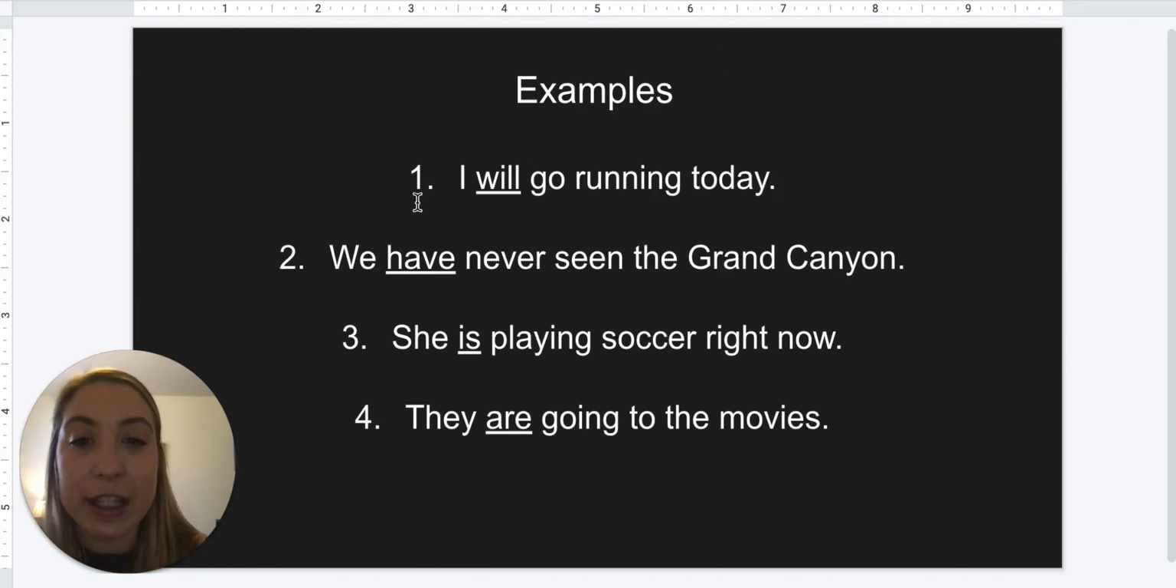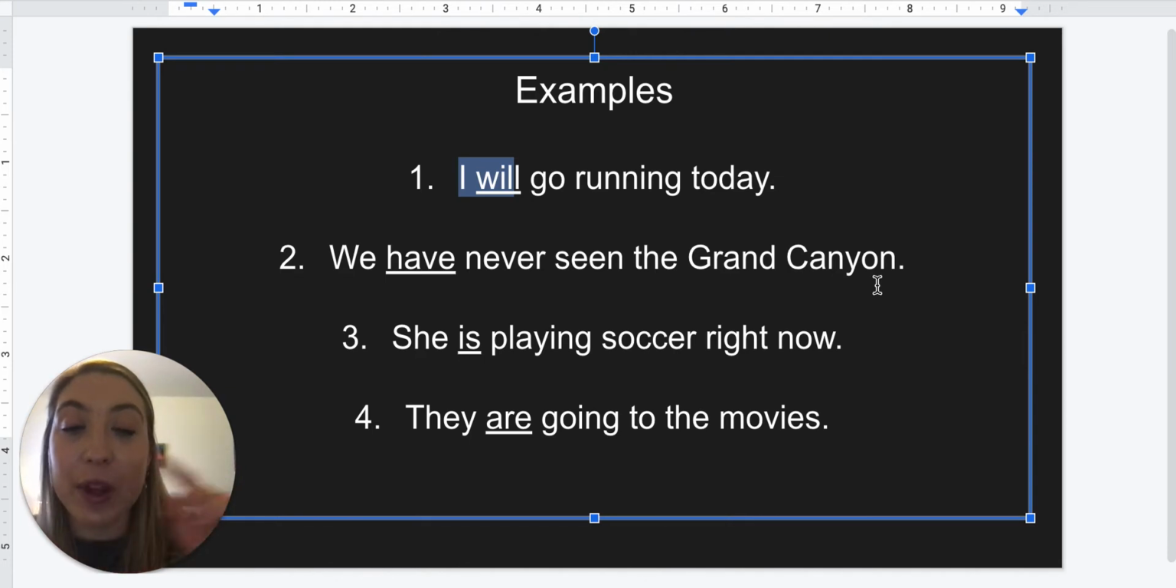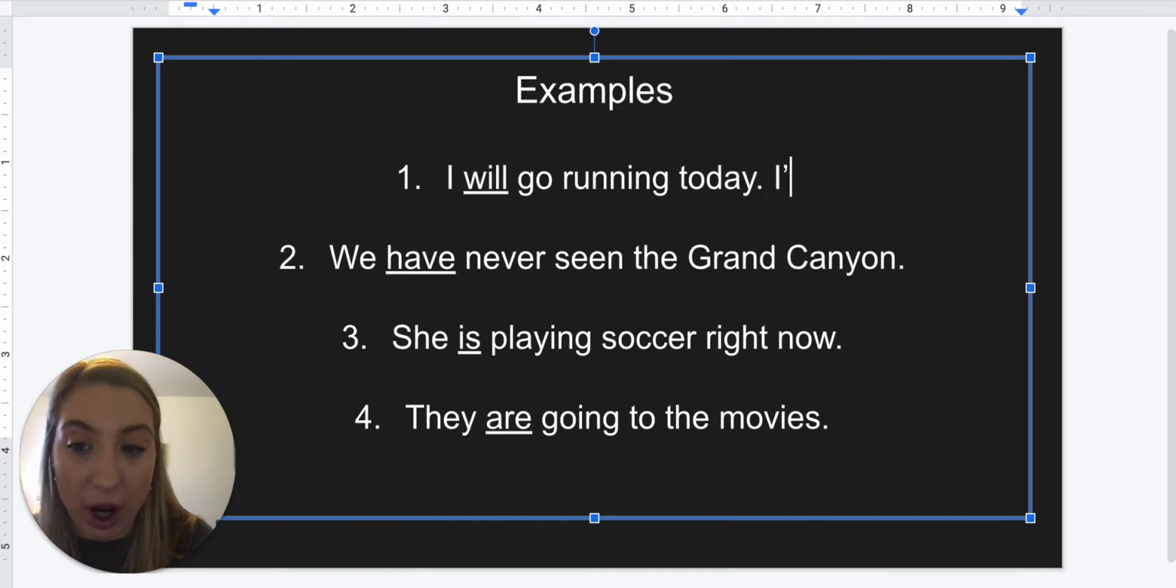If I read this sentence, it says, I will go running today. So the pronoun in the sentence is I, and the verb is will. So I'm going to make this into a contraction. Remember, a contraction is where we're taking two words, bringing them together with an apostrophe. But our apostrophe replaces some letters. So my pronoun's going to stay the same. It's always going to go pronoun, apostrophe.